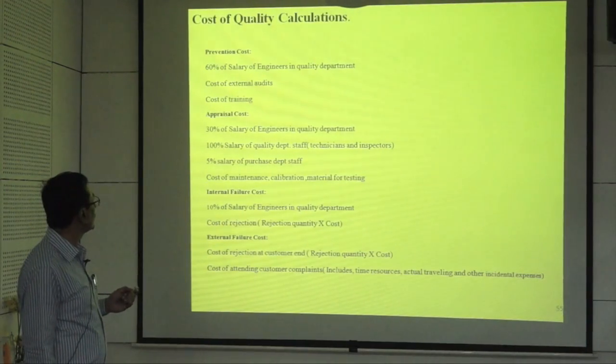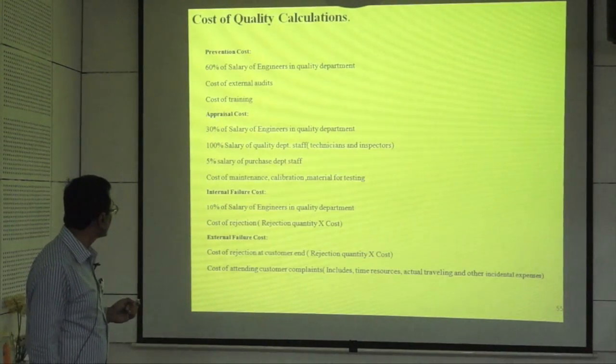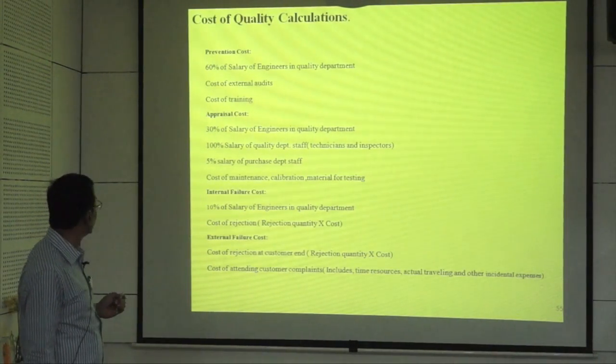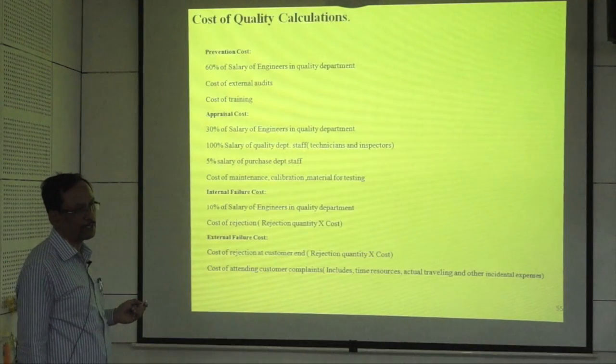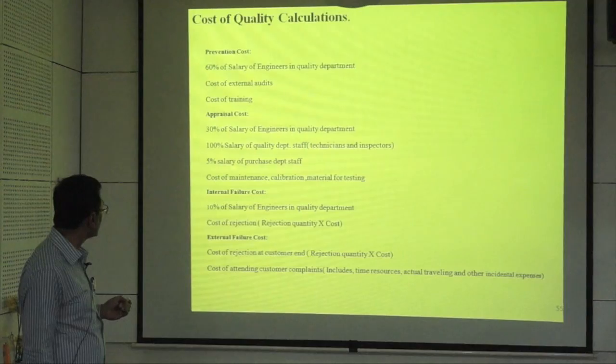60% of salary of the engineers in the quality department, cost of the external audit, cost of the training, 30% of salary of engineers in the quality department, plus 100% salary of the inspectors and staff in appraisal, and 5% of salary.